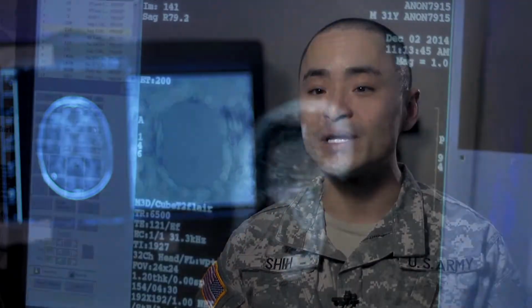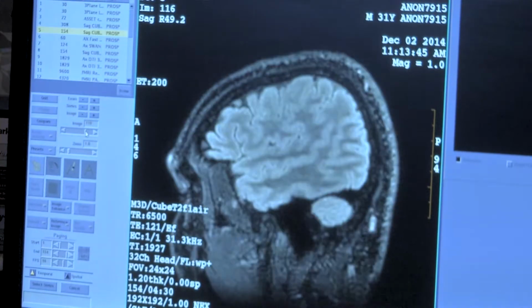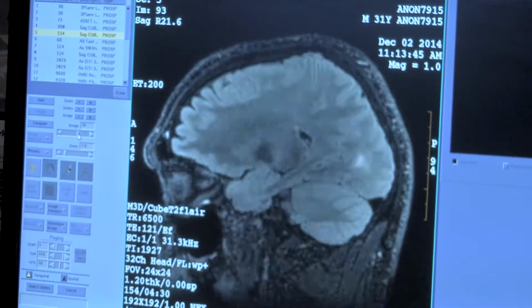What MRI does is it uses a very powerful magnet as well as radio frequency waves, the same kind of radio frequency waves that you listen to your car radio on, for example, to generate images of the human body. It's very good at showing structural information about the brain.